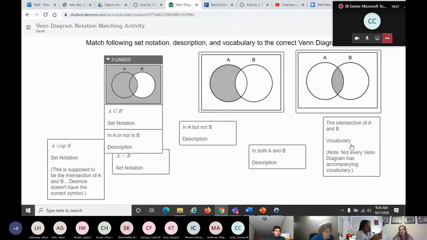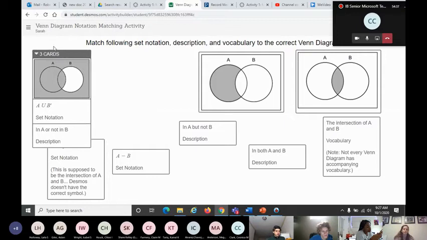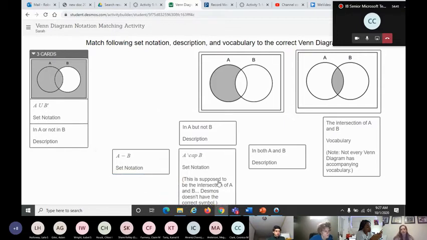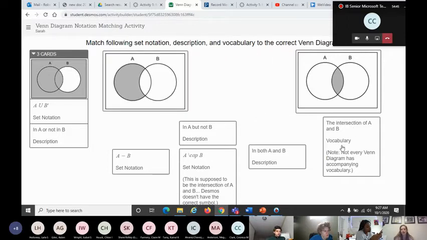And then we can check our vocabulary. It says the intersection of A and B. We only have one vocabulary section here. This definitely doesn't look like just the intersection, so I would leave those three cards alone. Assume that those match up, and then I would work to figure out the set notation and description for each of these other ones, and one of them will have a vocabulary.